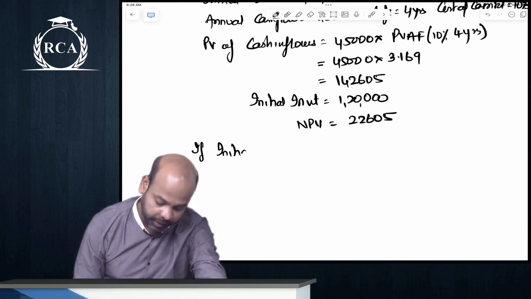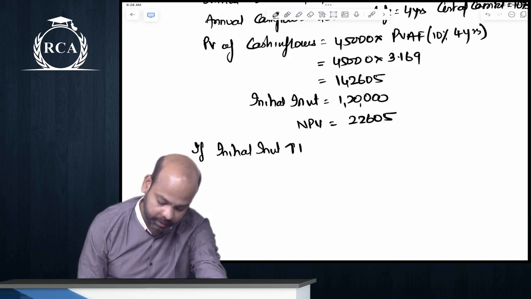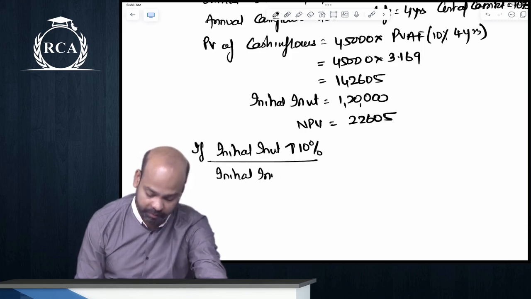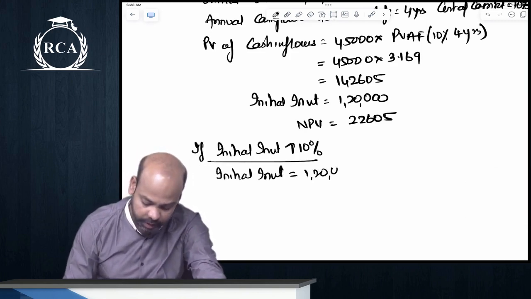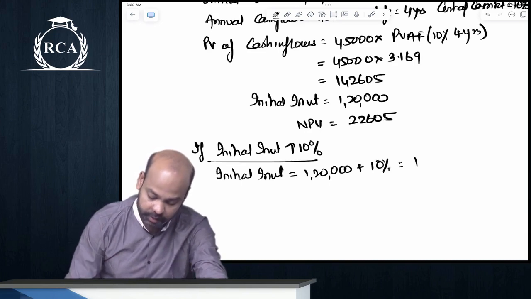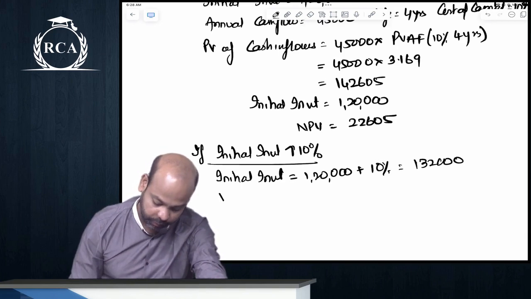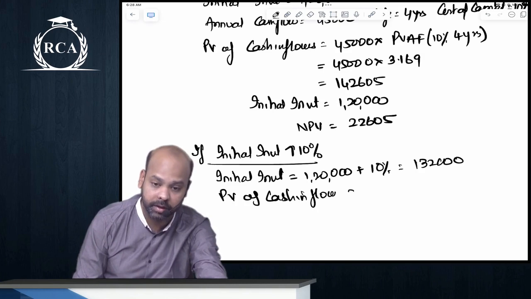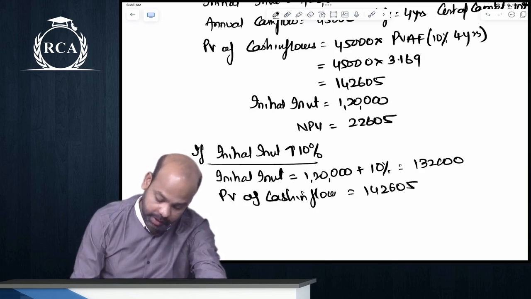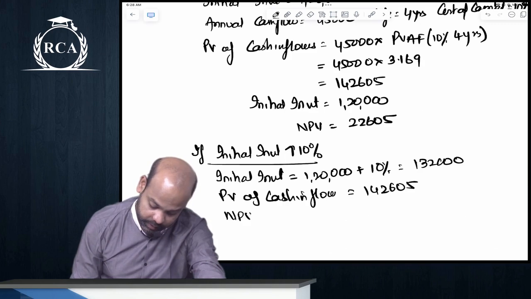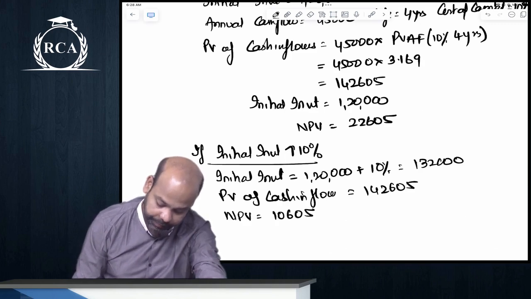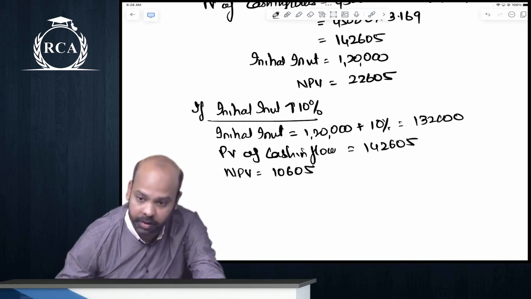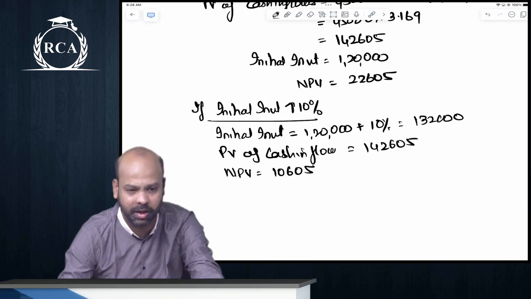So if initial investment, beta, increases by 10%, what will happen? Your revised initial investment, guys, will become 1,20,000 plus 10%. That is 1,32,000. Your present value of cash inflows, can I just write it as 1,42,605? So what will your NPV be, beta? 10,605. 10,605 will be your revised NPV if initial investment is increasing by 10%.